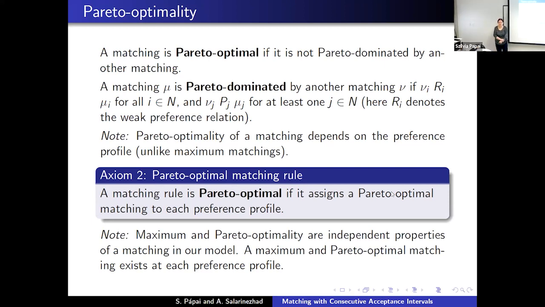And so in our model, maximum and Pareto-optimality are independent of each other. That's not necessarily true in any model. However, there is always a maximum and Pareto-optimal matching. Because we have a finite set of matchings, we can always find the maximum matchings, and then we can Pareto improve upon them. That is, if it's Pareto dominated, then we can find another matching which Pareto dominates it, and so on, and we can keep doing this until we reach a Pareto-optimal matching, right? And it is going to be maximum because we started from a maximum matching. Okay.